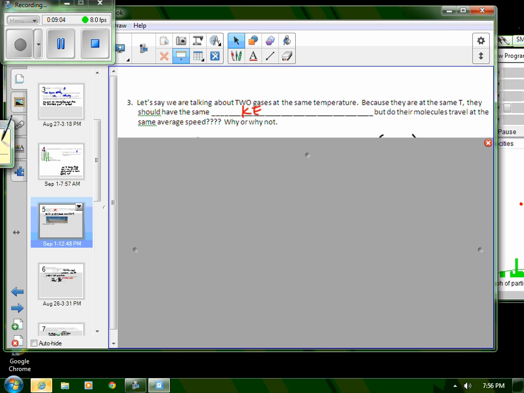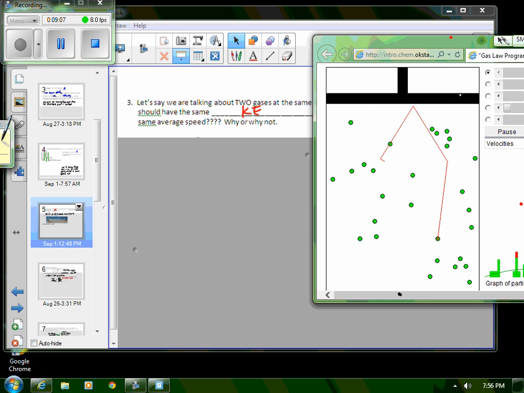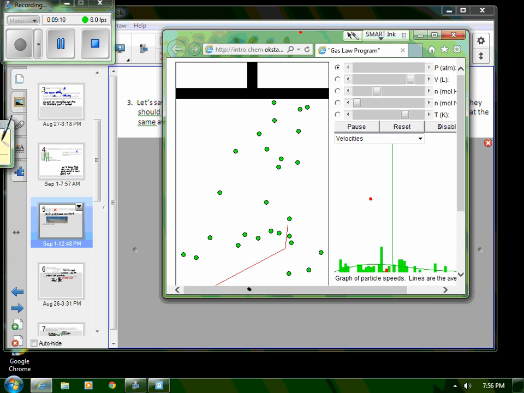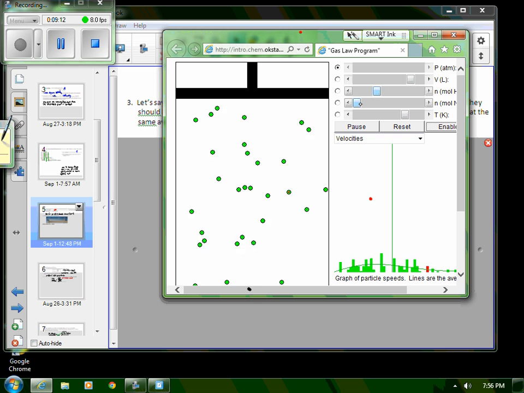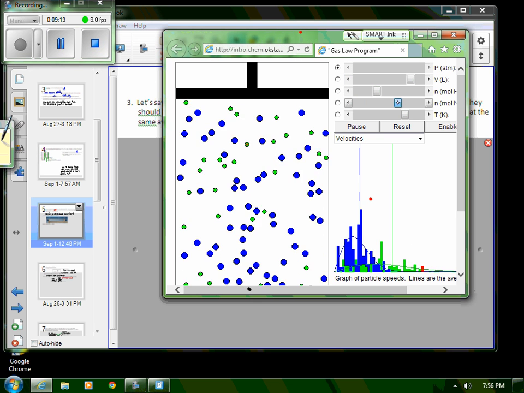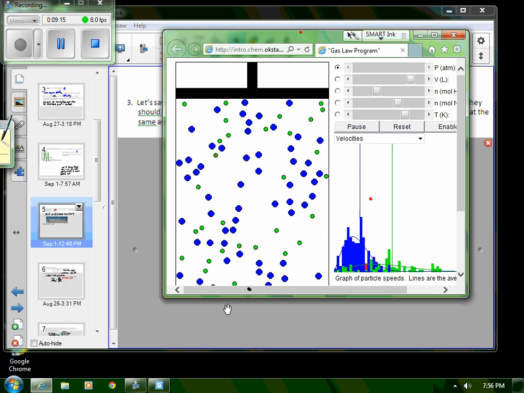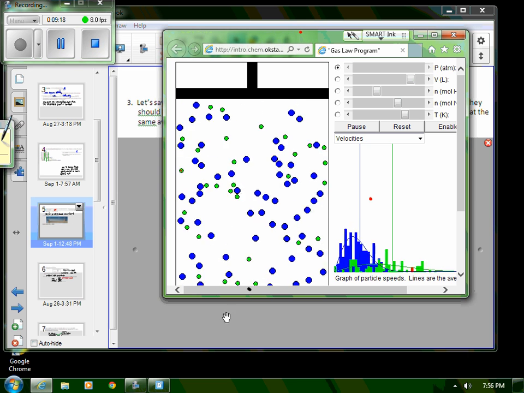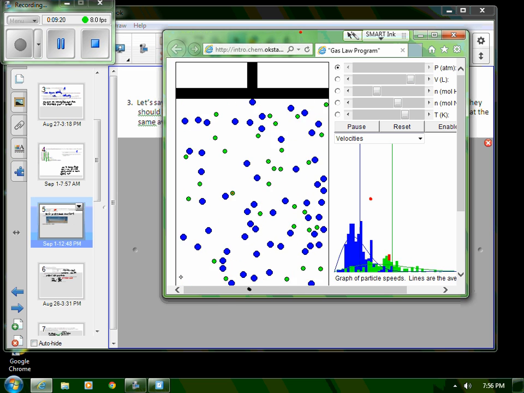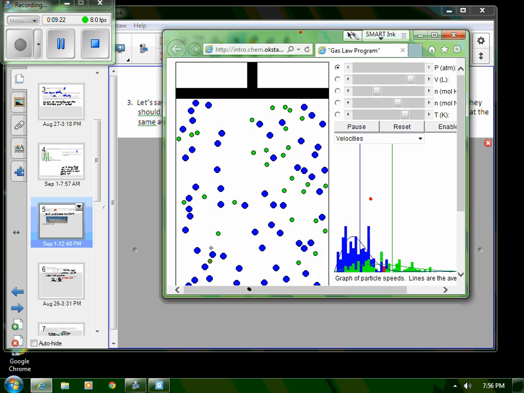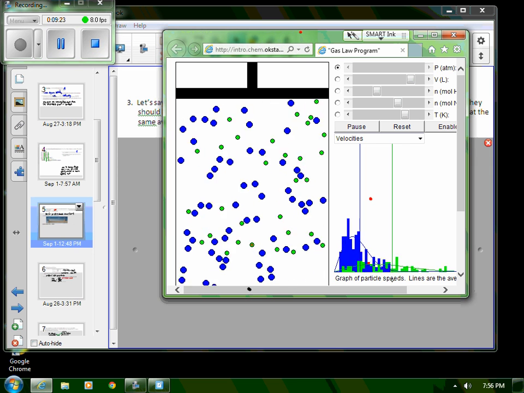If you go back to looking at our little simulation, I hope I can get to it. Come on, there we go. I'm going to turn this off, and I'm going to add another gas particle. So what do you notice? Who's traveling faster? I think it's pretty obvious that the little green guys are traveling a lot faster. The blue guys are really big, so they travel slow.